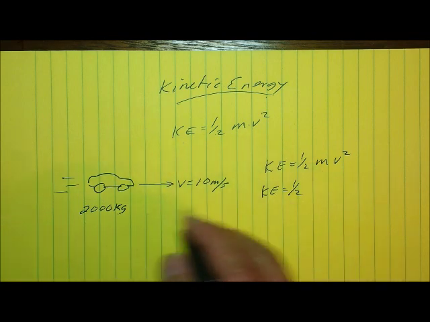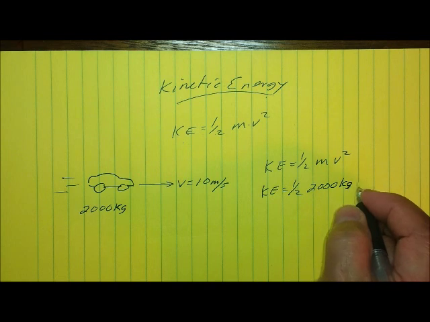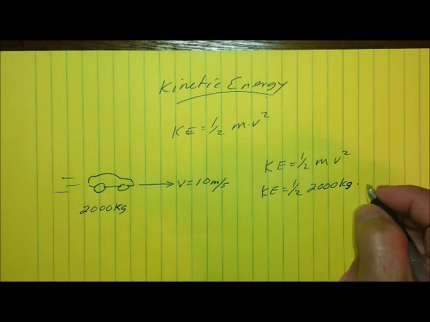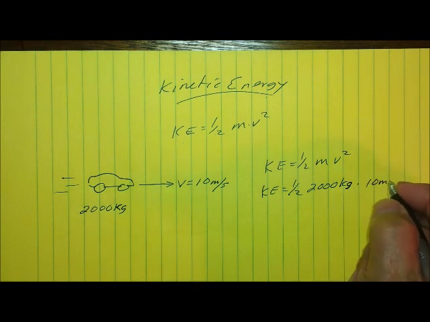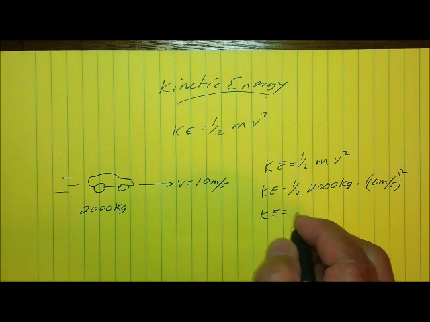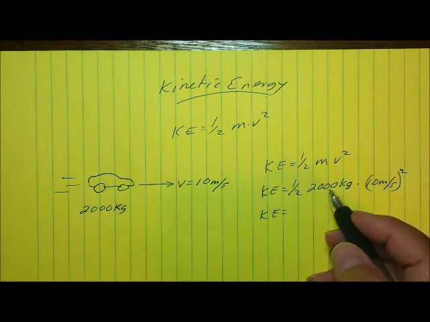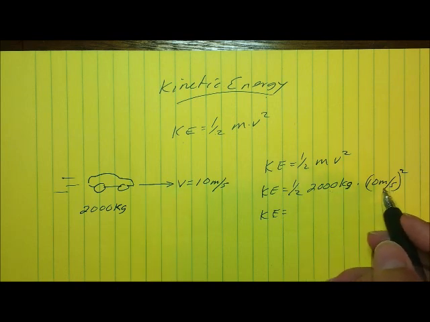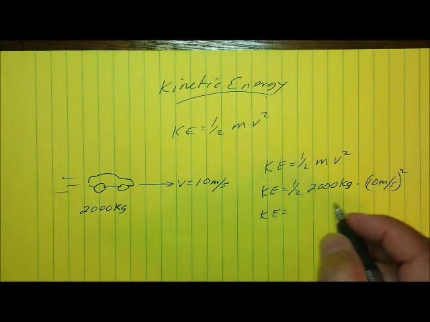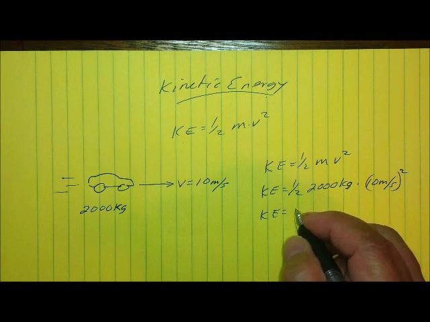The mass, 2,000 kilograms, times the velocity squared, and the velocity is 10 meters per second. We're going to square that. So kinetic energy equals, in this way, let's say 10 squared is 100 times 2,000. And we're going to divide that by 2. So that gives us, let's see here, 100,000.